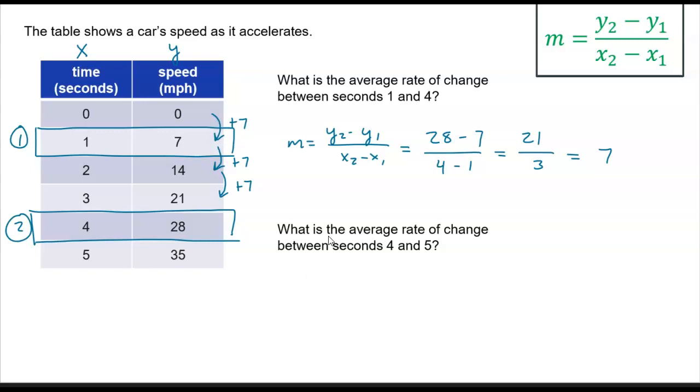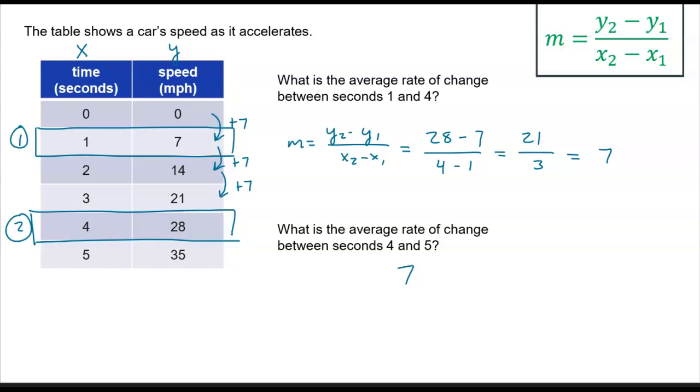So let's ask this second one. What is the average rate of change between seconds 4 and 5? Well, we could calculate it again, but we already know it's 7 because between any 2 points it's going to be the same as the slope. It will always be 7 for a linear equation.